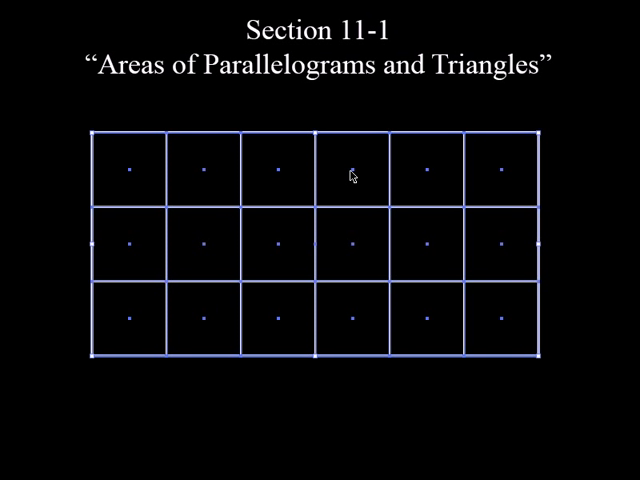Okay, chapter 11, areas of parallelograms and triangles. Let's do parallelograms first, but we're going to do a special type of parallelogram first just to introduce areas. So this thing right here is a rectangle. I just put a bunch of squares in here, but I'll show you in a second why I did that. So I've got a rectangle. Remember, a rectangle is a parallelogram.